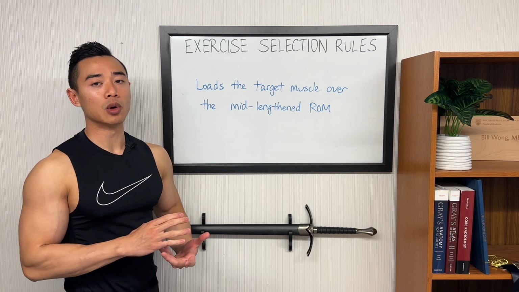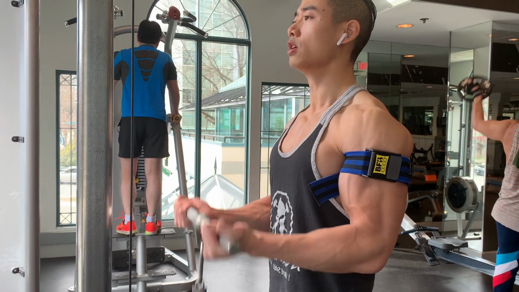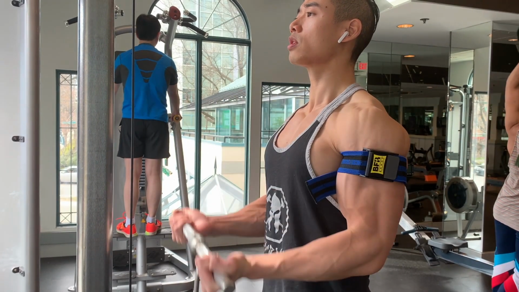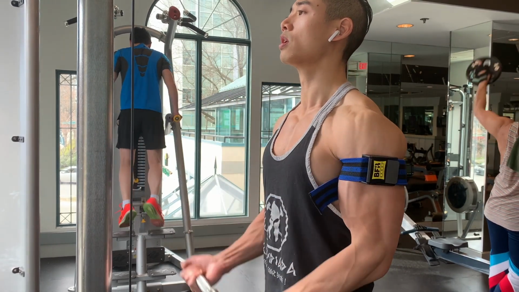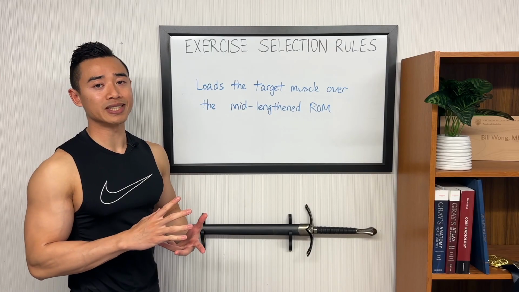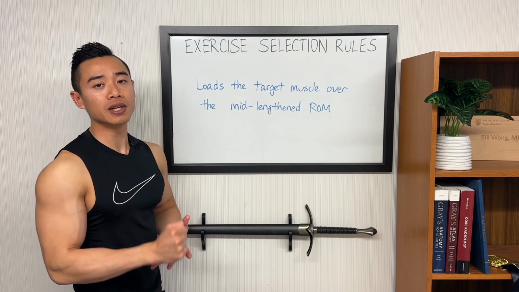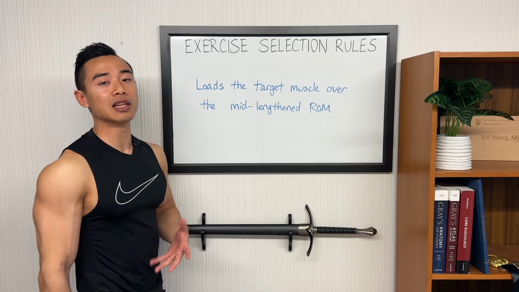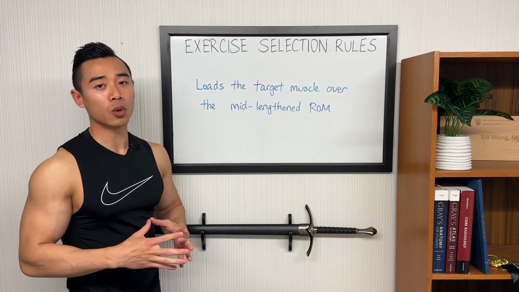There seems to be something about the loaded stretch that is better for hypertrophy. So this is why I would recommend you make sure you're covering the mid to lengthened range of motion. You want to think twice about exercises where you lose tension at the bottom of the range of motion. This happens a lot with resistance band training. For example, if I'm using resistance bands for curls, you'll see that at the bottom of the movement, I lose tension on the band. And this is going to be suboptimal for muscle growth according to this rule.